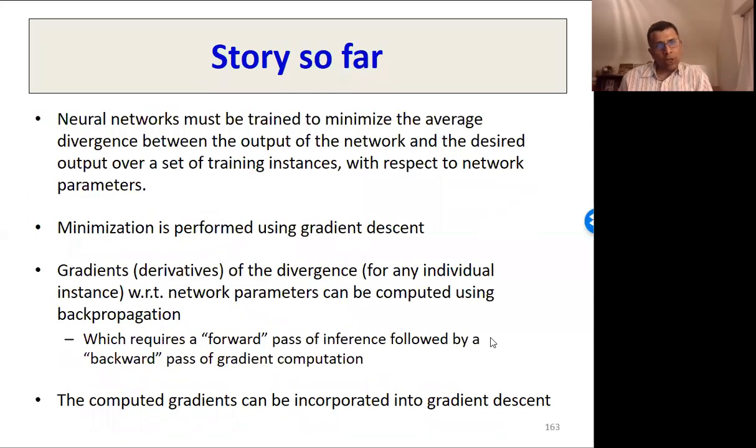So that is the entire training process. And so here's the story so far. Neural networks must be trained to minimize the average divergence between the output of the network and desired outputs over a set of training instances. Minimization is performed using gradient descent. The gradients of the divergence with respect to network parameters can be computed using backpropagation, which requires a forward pass of inference for each training instance, followed by a backward pass of gradient computation. And the computed gradients can now be incorporated into gradient descent updates to learn the parameters.